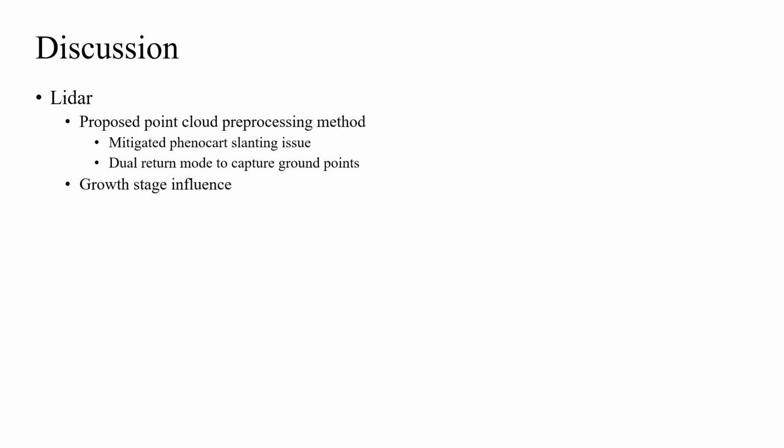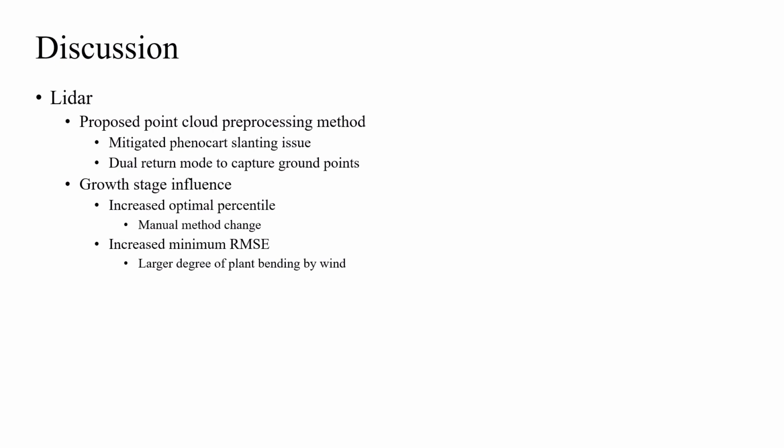Wheat growth stage certainly affected LiDAR performance, and its influence was reflected in 2 ways. First, the optimal point height percentiles increased with wheat growth stage. That is mainly because of the ergonomic manual method change, from measuring stem top in method A to measuring spike tip in method B. Second, minimum RMSE increased with wheat growth stage, and that could be possibly explained by the larger degrees of plant bending due to wind as the wheat plants grew taller, and LiDAR could capture deformed point clouds that did not reflect true plant heights when they stood straight up.